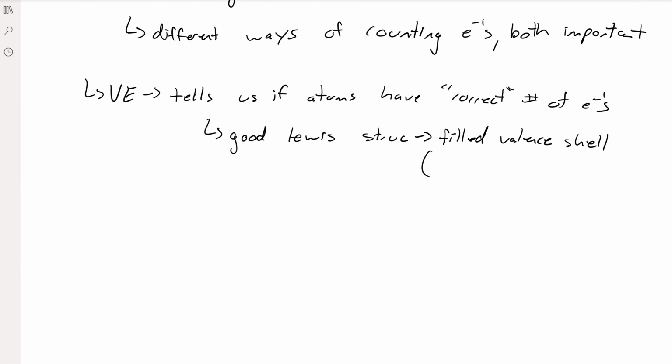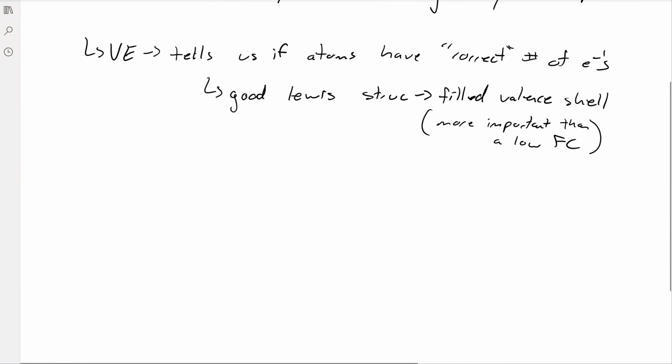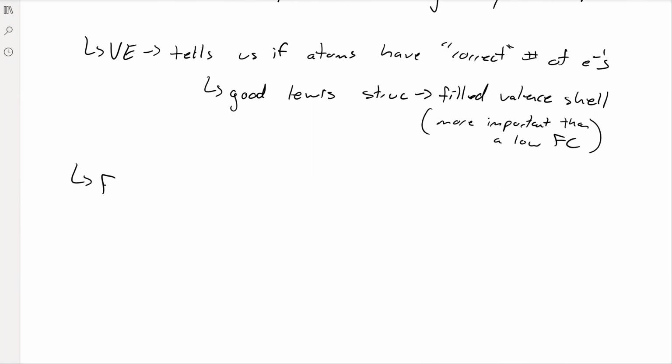And having this filled valence shell is actually more important than a low formal charge, which we'll get to a little bit later on. So if you're deciding between two Lewis structures, one has a low formal charge, the other one has a filled valence shell, go with the one with the filled valence shell. And we'll see more examples later on. So that's valence electrons, right? It tells us whether we have a filled valence shell.